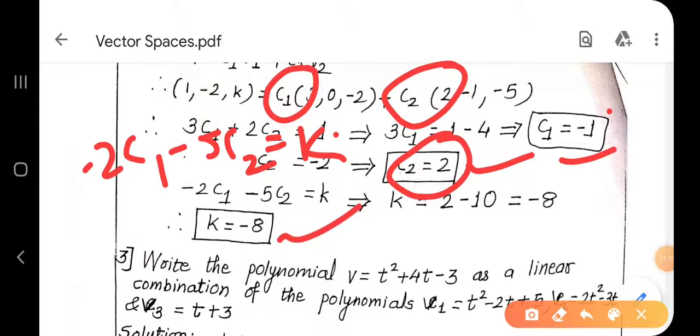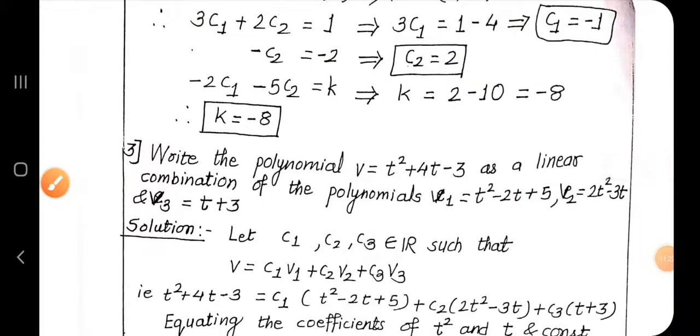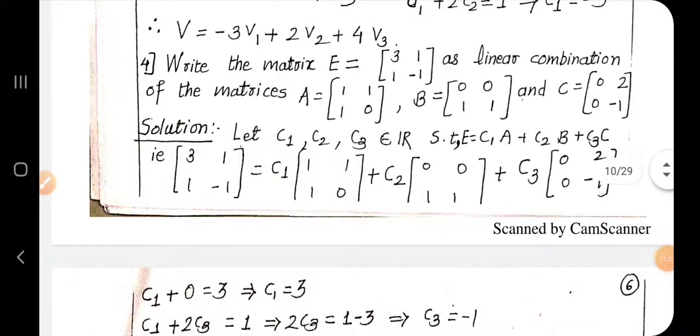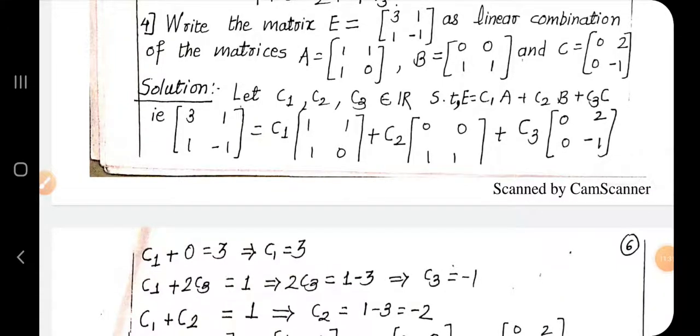Understood? So in this way, we can solve many problems on linearly dependent and independent vectors. So in our next lecture, we will see some more problems on linear combination of vectors. Now we stop here.